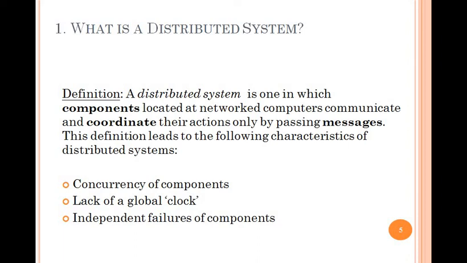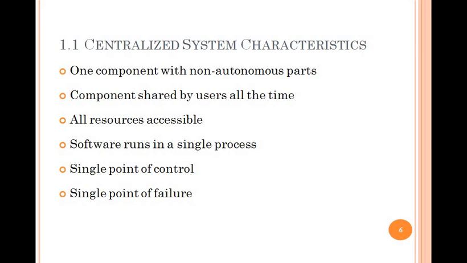So these are the basic characteristics of a distributed system: concurrency of components, lack of a global clock, and independent failure of components. Next, centralized system characteristics. To clarify the consequences of a distributed system, we compare its characteristics to those we find in a centralized system.